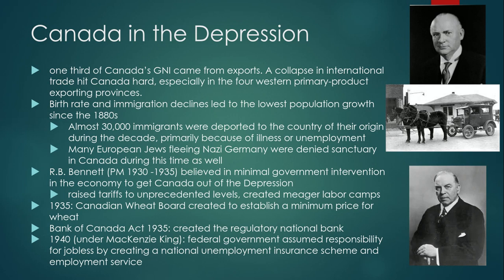So R.B. Bennett started to expand the role of the state. He raised tariffs to unprecedented levels, trying to focus on Canadian products. He created meager labor camps to try to employ people. He also created the Bank of Canada Act. So what this did was it created the Bank of Canada, which regulated monetary policy. 1935, the Canadian Wheat Board was created.